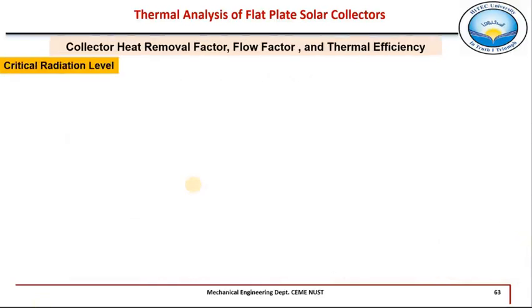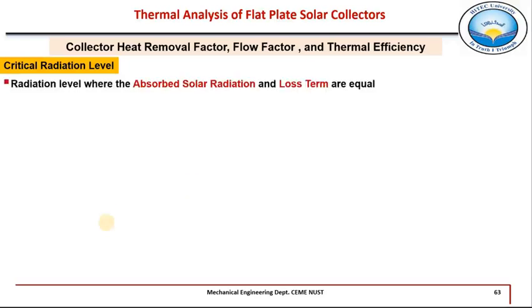Okay. So the next topic is critical radiation level. Right. So what is meant by critical radiation level? Radiation level where the absorbed solar radiation and lost terms are equal. We know what is absorbed radiation. Absorbed radiation is given as S, which is actually G into tau alpha in general, right? And we of course know that this G has further 3 parts, and tau alpha also has 3 parts for beam, diffuse, and reflected radiation.